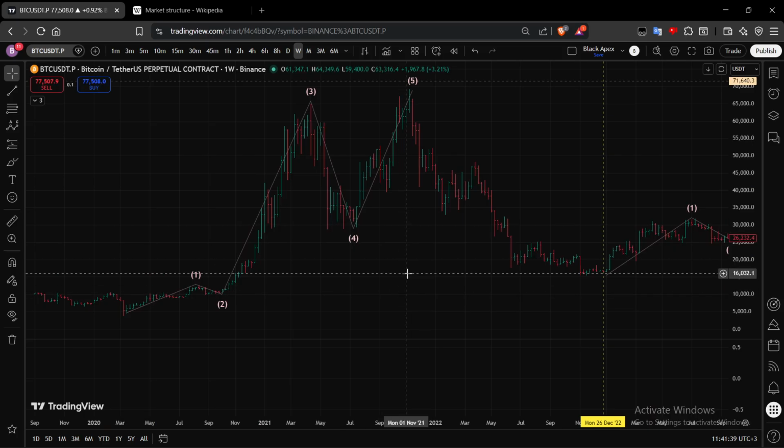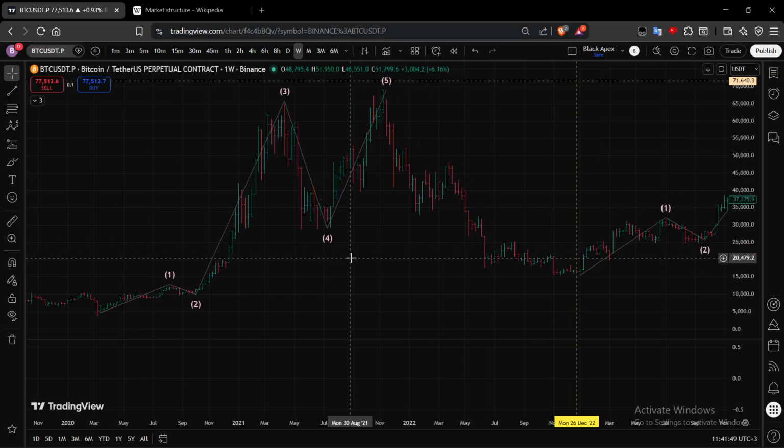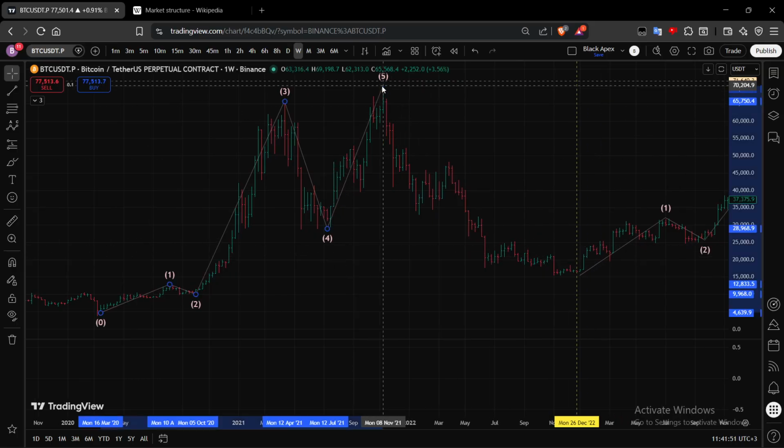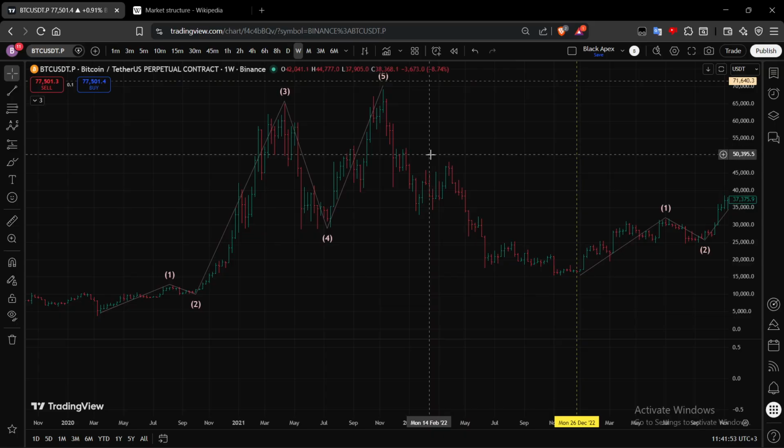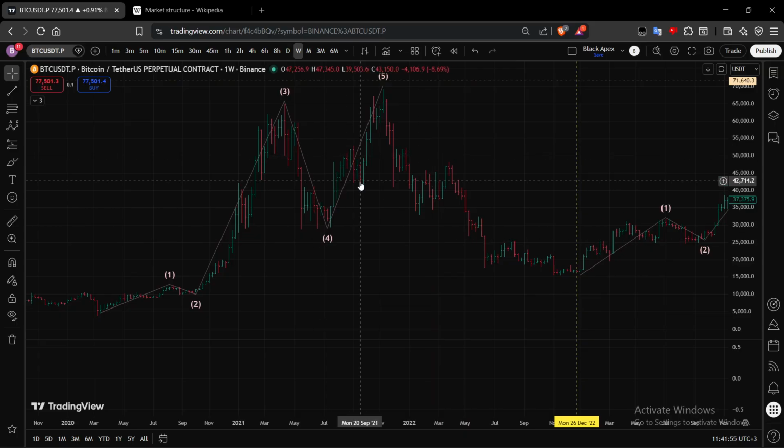And our third rule is that wave three should never be the shortest wave. And since all our three rules have been adhered to, then we can conclusively say that we have a full impulse wave.